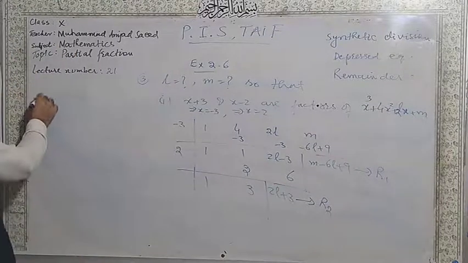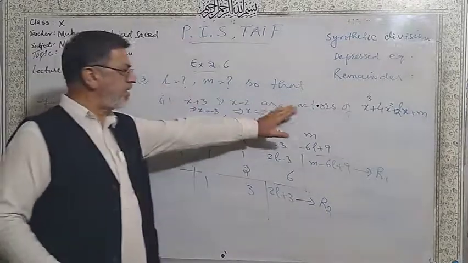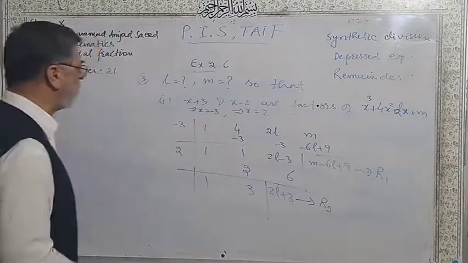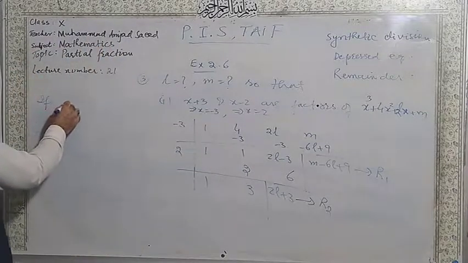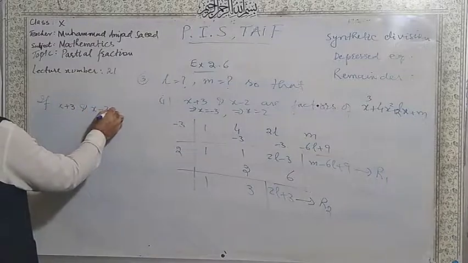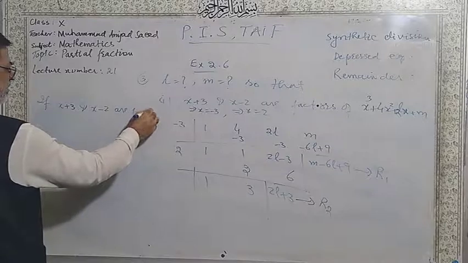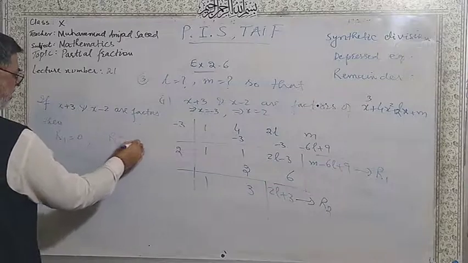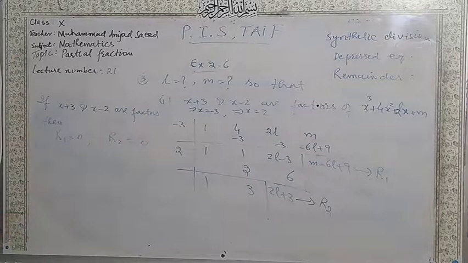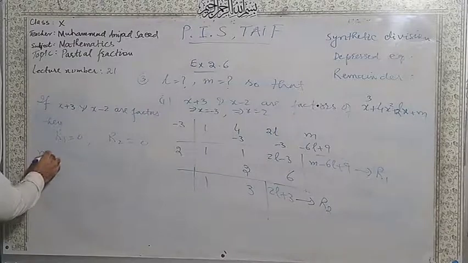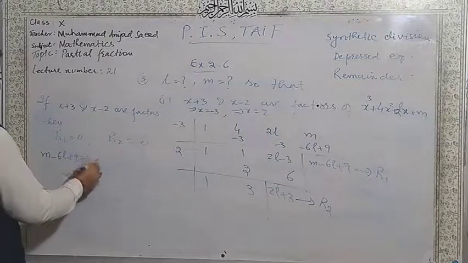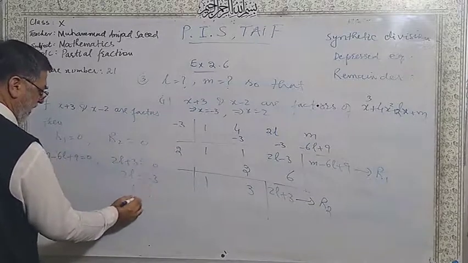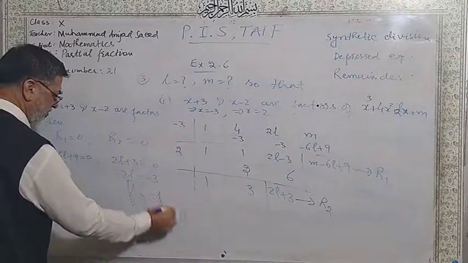Remember that I told you, if these numbers are factors, then these are roots. If they are roots, then the remainder will be equal to 0. If x plus 3 and x minus 2 are factors, then R1 is equal to 0, R2 is equal to 0. R1 is M minus 6L plus 9 is equal to 0. R2 is 2L plus 3 is equal to 0. 2L is equal to minus 3 and L is equal to minus 3 over 2.